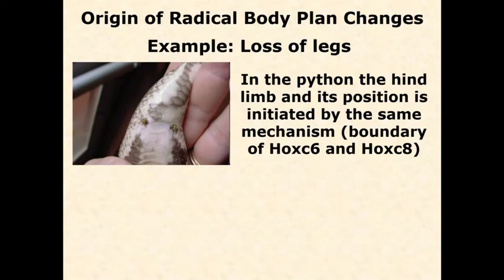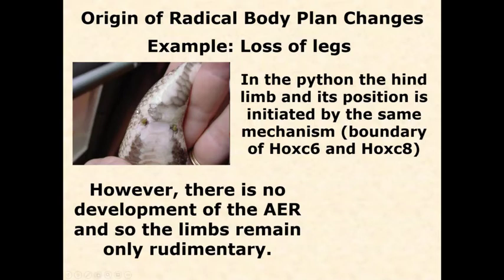Okay, so in the python, the hind limb in its position is initiated by the exact same boundary as in other organisms, HOX-C6 and HOX-C8. That's where the boundary for the hind limbs is, and it's still there, but pythons don't grow full legs, they just grow these little spurs. So they still have the mechanism for defining where the hind limbs are, but they never grow those hind limbs. Okay, so something is interfering with leg development, distalis, or maybe something upstream of distalis is mutated so that we don't grow those legs where their ancestors did.